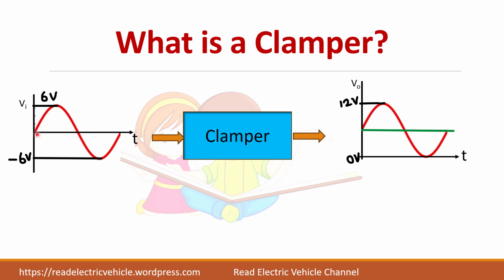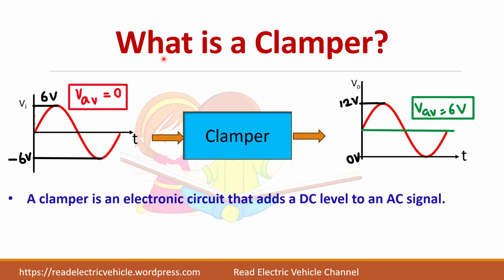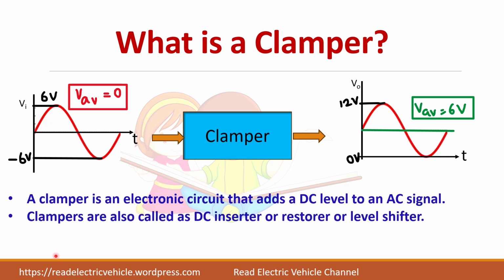So what happens by shifting the waveform? If you see the input waveform, 0 volt is here, and if you find the average of it, the positive half cycle and negative half cycle are equal. It means that your average value is 0. Whereas here, you get some average value, a DC value. So a clamper circuit is an electronic circuit that adds a DC level to an AC signal. Clampers are also called DC inserter or restorer or level shifter.